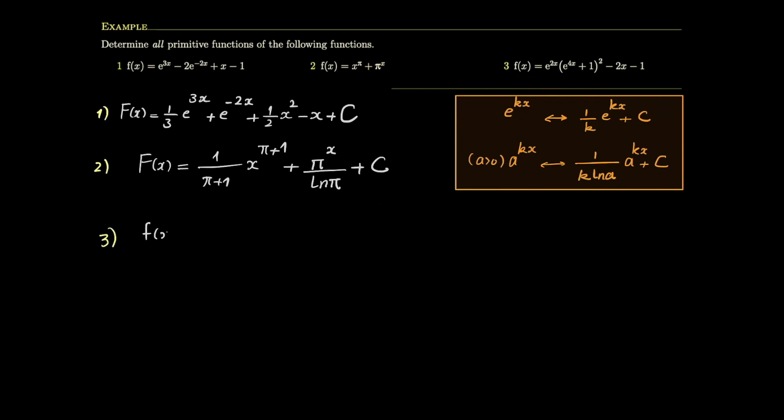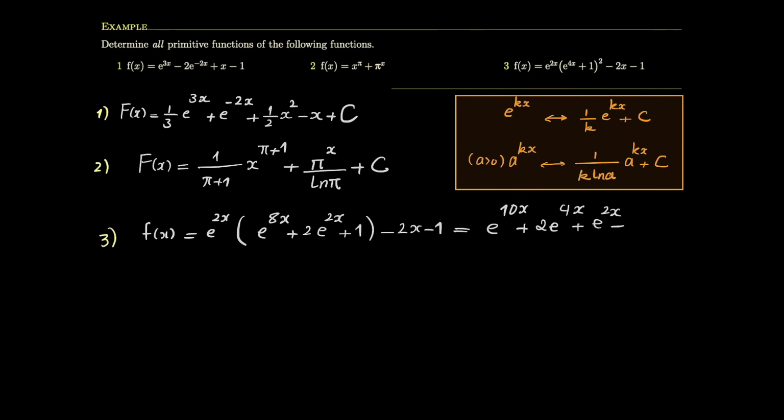First of all, I simplify my function by expanding it. So e to power 2x, and then I use the squaring rule to raise this to power 2. The first one squared, which is 8x, 2 times the first one times the second one, and then plus the second one squared, and then I copy and paste the rest. Still it is not finished. I multiply this factor here inside these 3. So this becomes e to power, what should I write? E to power 2x, yes, it is 10x. And then I have 2 e to power 4x plus e to power 2x minus 2x minus 1. Now everything is ready, so I calculate my primitive function, capital F of x.